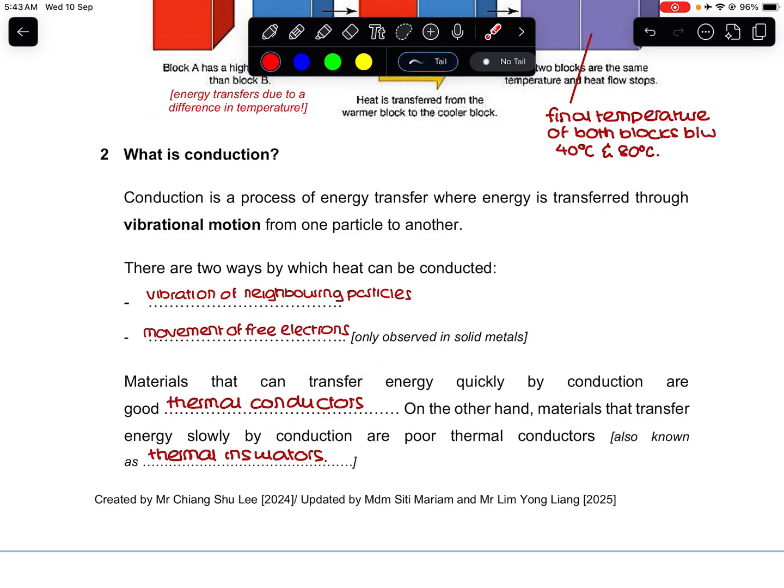We'll always use conductors when we are trying to explain conduction, and specifically we will mention thermal, right? We will not just say conductors, because there are different types of conductors. It could be conductors for electrical or electricity, right? So we have to be specific here and mention that it's thermal conductors. Whereas on the other hand, if it does not conduct heat as well, then it will be considered either a poor thermal conductor, or another term will be a thermal insulator.